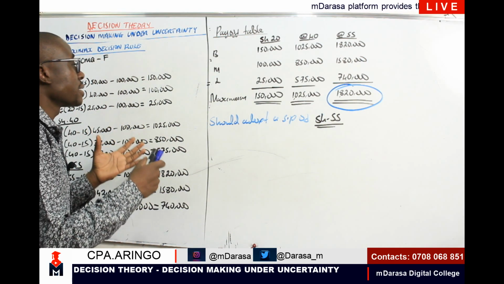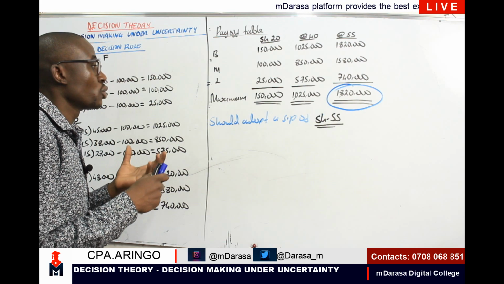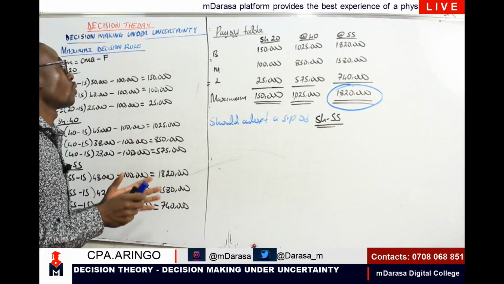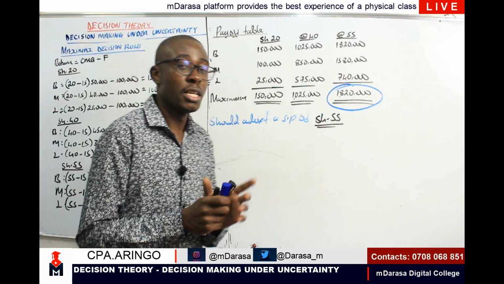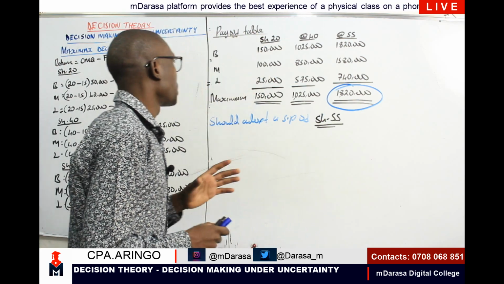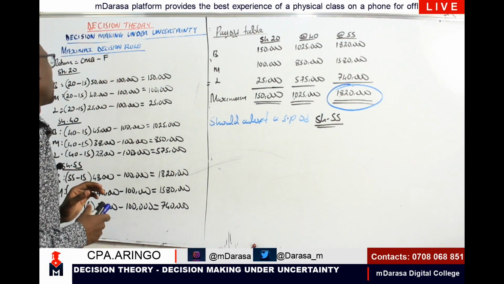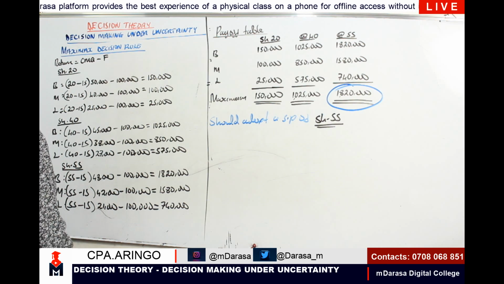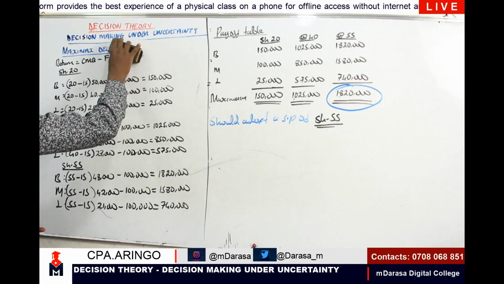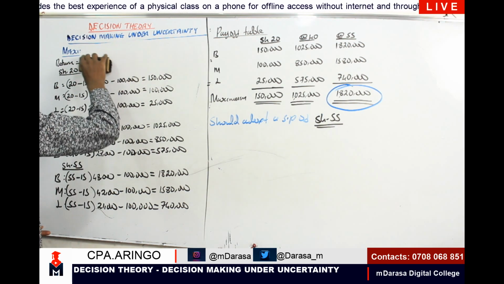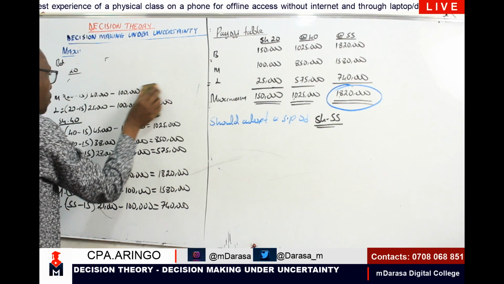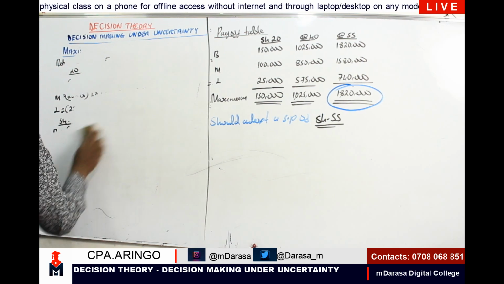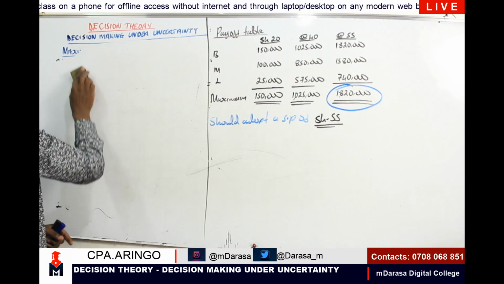I gave you the basis, all the concepts that you need to know for the aspect of our decision making under uncertainty. So in today's class, I want us to handle the second part, which is the Maximin decision rule. That is what I want us to handle in our session today.